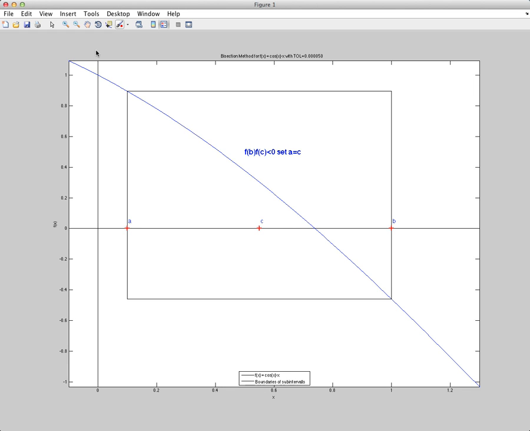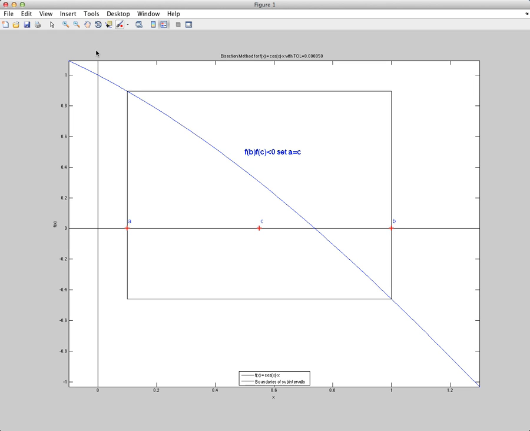Okay, so what's so special about C? Well, we use C as a guess to the root. From this picture, it's not all that close to the root, but it's better than either A or B. And if you look at the interval from C to B, the root is contained in that interval. So we update our interval from A to B, and we set A equal to C, and we define a new interval from C to B.